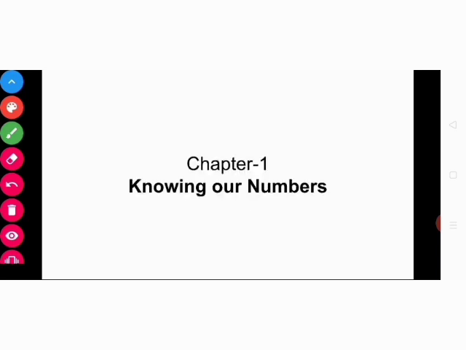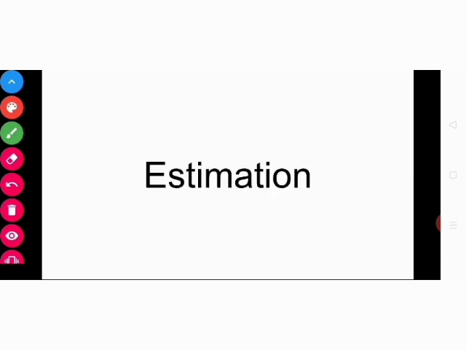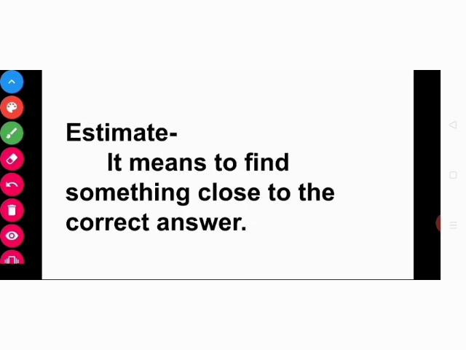Lesson name: Knowing our numbers. In the last class, what we saw was about estimation. What is meant by estimate? It means to find something close to the correct answer.